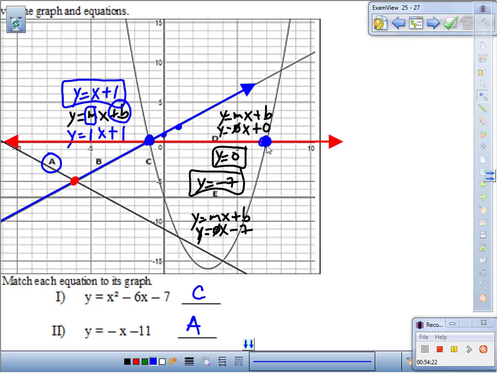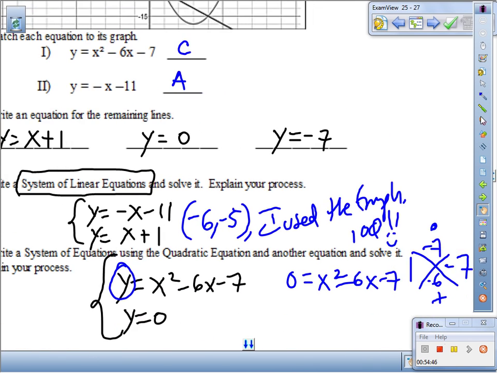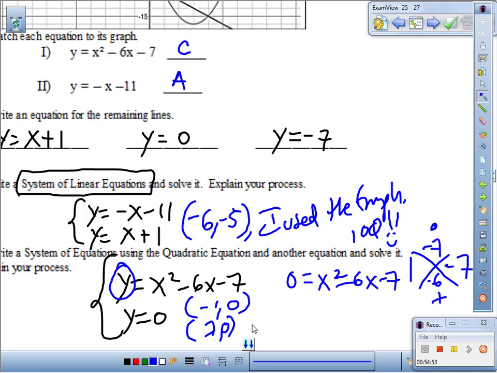7, 0. Yeah. 1, 2, 3, 4, 5, 6, 7. So, my solutions are negative 1, 0, and 7, 0. And explain the process. I used the graph.